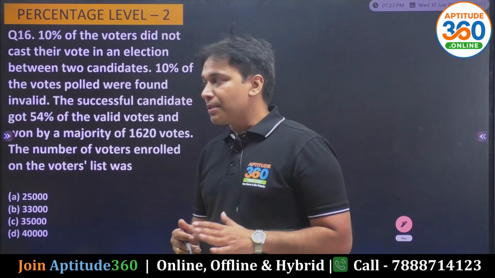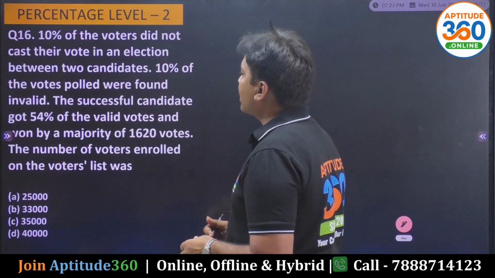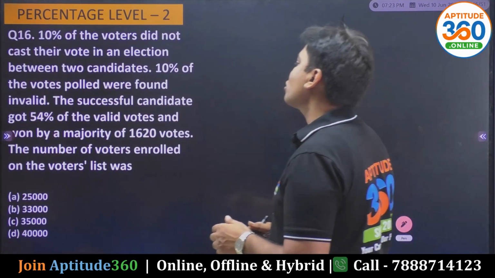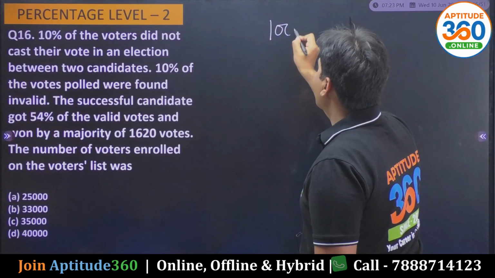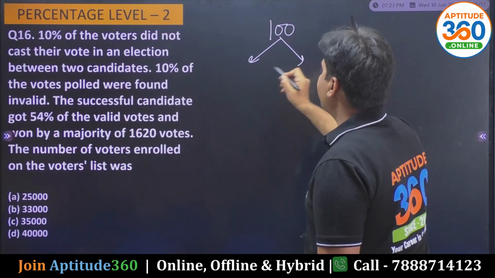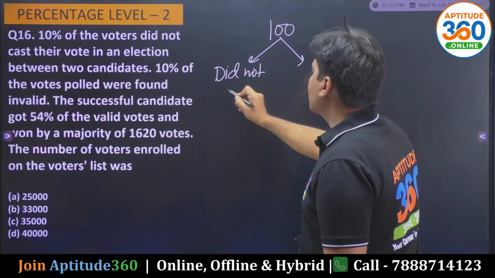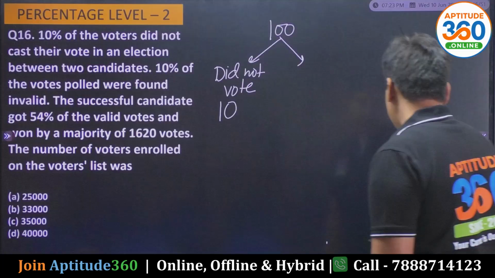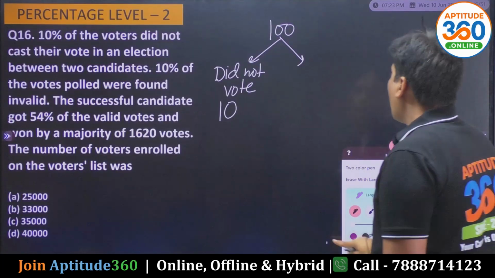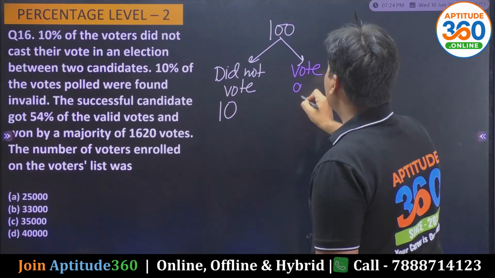Let us solve this question. 10% of the voters did not cast their vote in an election between two candidates. 10% of the votes were found to be invalid. So if you have got 100 voters collectively, how many of them did not vote? 10% of them did not vote. 10% is going to be nothing but 10, right? How many of them voted? 90 of them voted.